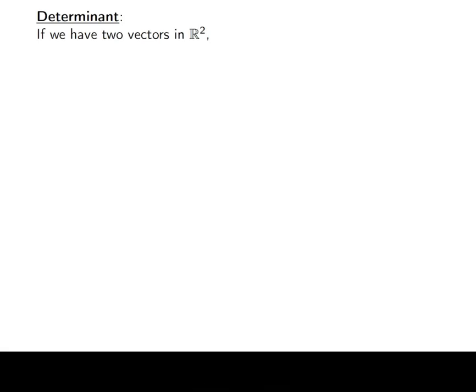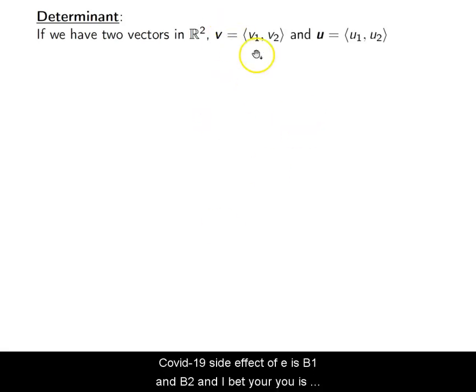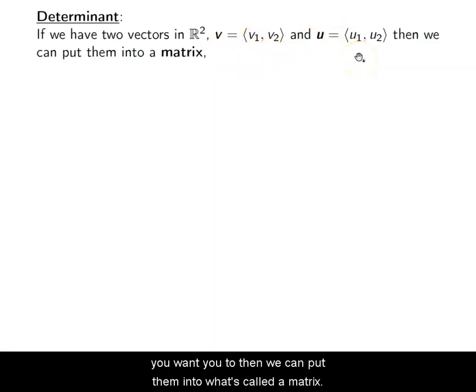So if we have two vectors in R2, meaning they're two vectors that have two elements each, so our vector V is V1 and V2, and our vector U is U1, U2, then we can put them into what's called a matrix. Okay, so our vector V will make up the first row in the matrix, and our vector U makes up our second row in the matrix.